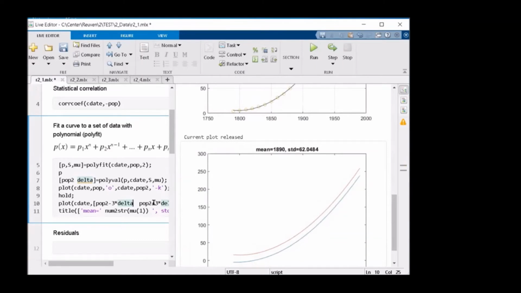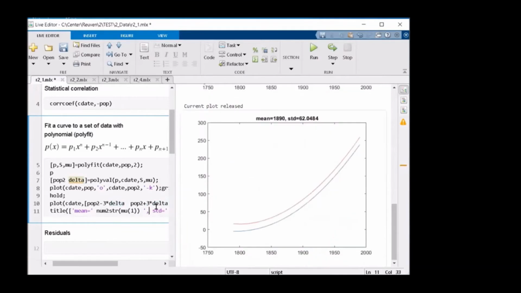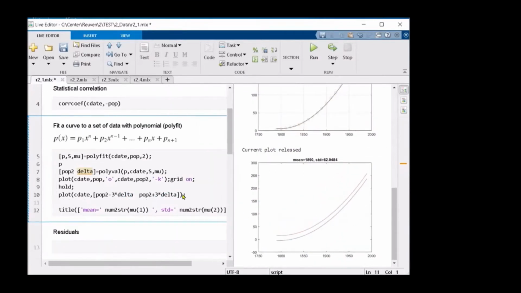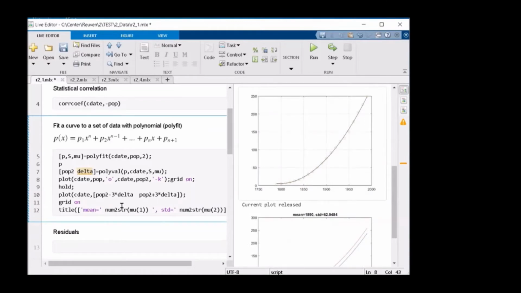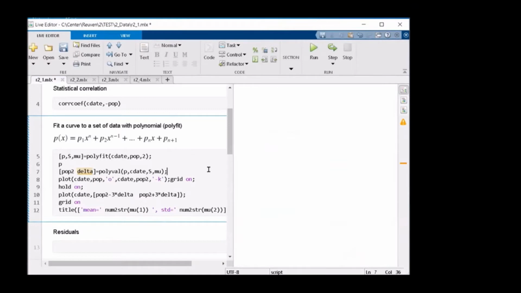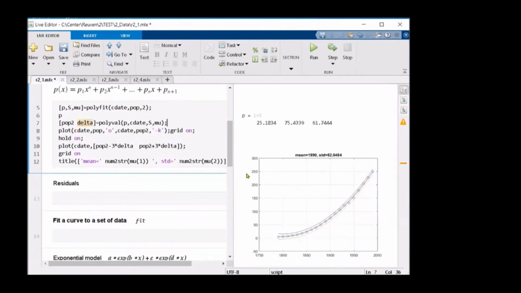Okay, let me show you. And here we can see grid. Where is our gridding? Why do we have no gridding? Okay. See date. Hold on. Let me start from the beginning.